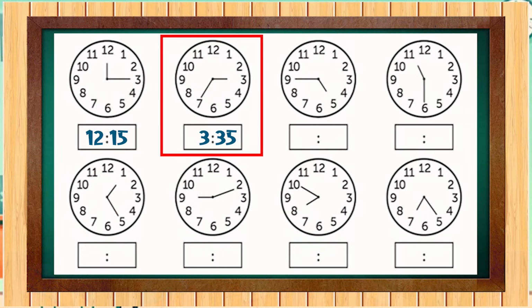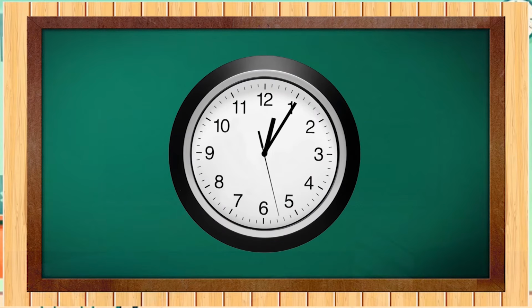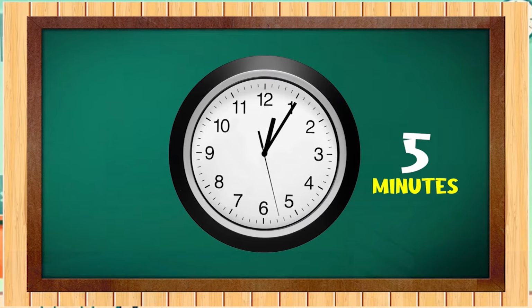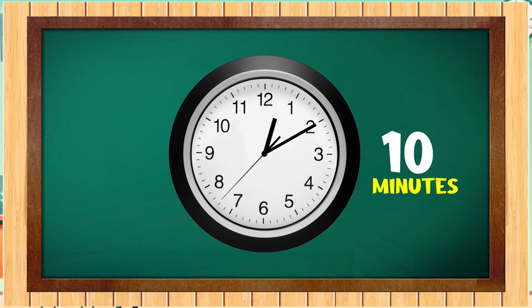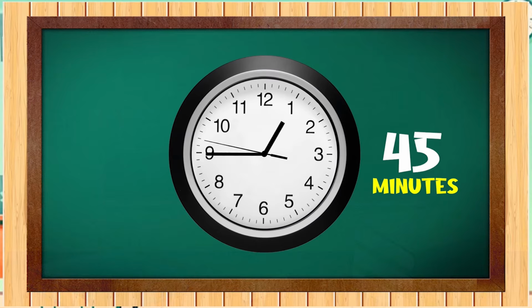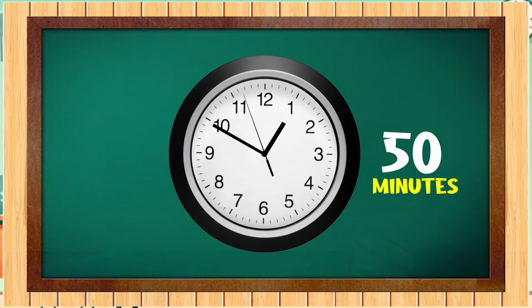Now on the clock, the minutes are always represented in groups of fives, right? So if the minute hand is pointing at 1, we wouldn't say it's 12:01, we would say it's 12:05, right? So 1 would represent 5, and then 2 would be 10, 3 would be 15, 4 would be 20, 5 would be 25, 6 would be 30, 7 would be 35, 8 would be 40, 9 would be 45, 10 would be 50, 11 would be 55, and 12 would be 60.